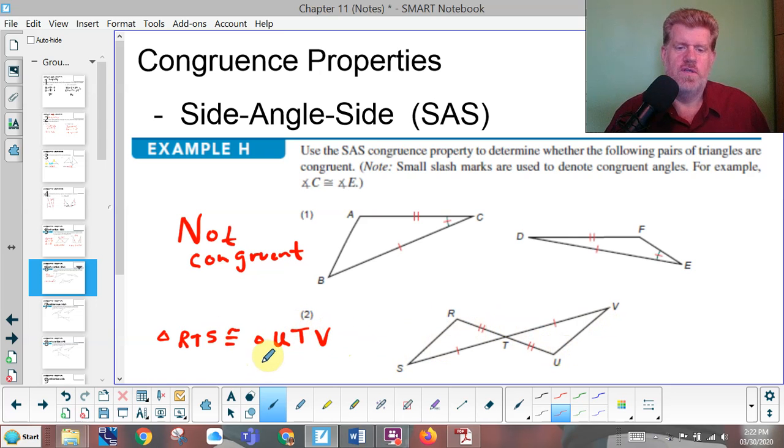Now, why do we know that side angle side works here? Well, we're given two sides. Do we know the angle between the two sides? Well, if you remember, if two angles make that little X shape, we called them vertical angles. And vertical angles have to be congruent to each other. So this angle T and that angle T have to be equal. So we have side, angle, side. Side, angle, side. Those two triangles are congruent.